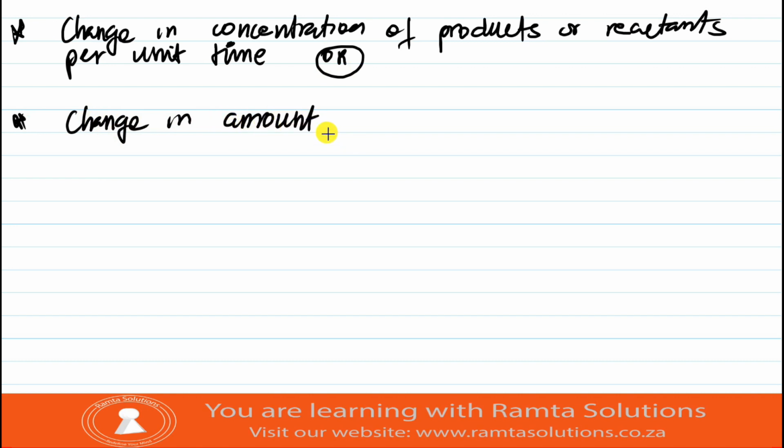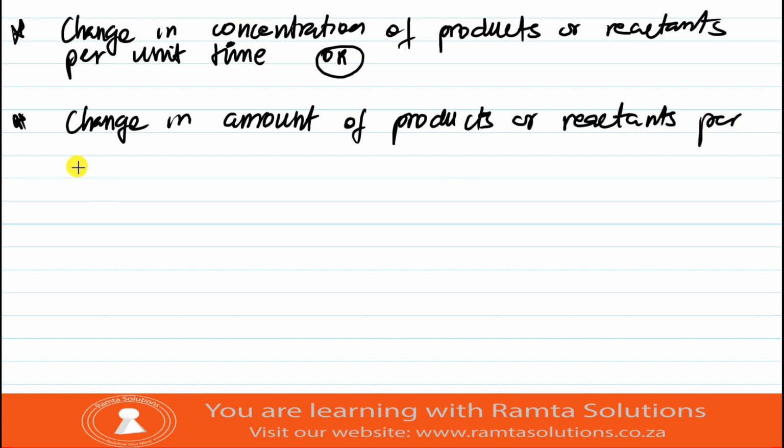This means you can use number of moles. So it's change in amount of product or reactant per unit time. Okay, per unit time.